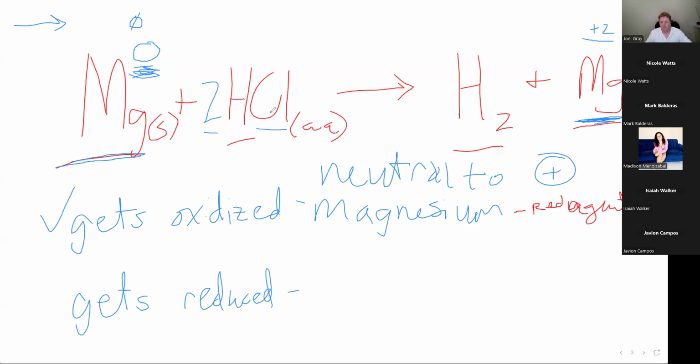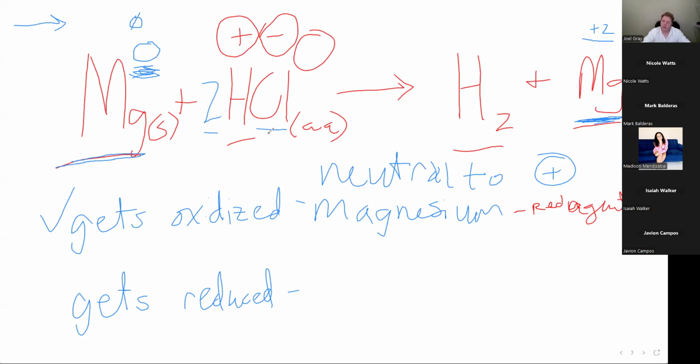Now, when we look at chlorine over here on the reactant side, we have HCl. That is a compound with an overall charge of 0. Hydrogen is rolling in with a charge of +1. Chlorine counteracts it with a charge of -1. So plus and minus, that's where we arrive at a compound that has a neutral charge.